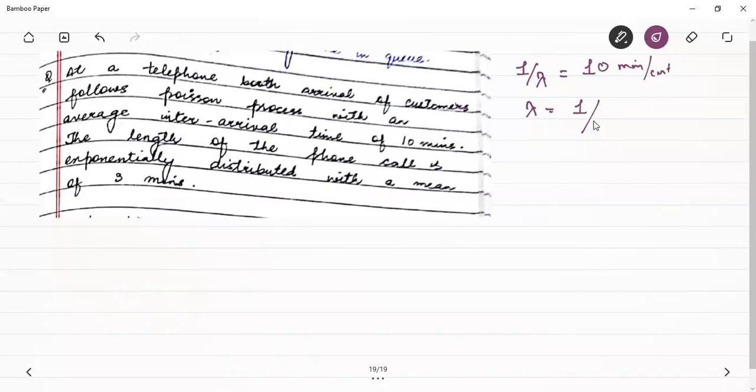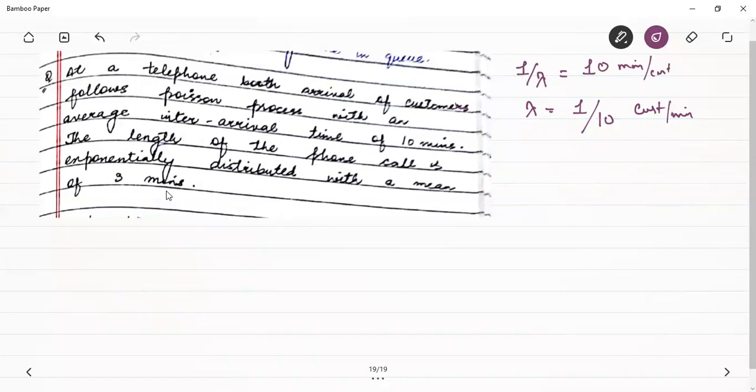Okay, so arrival rate will be equal to the reciprocal of inter-arrival time, that is 1 by 10, not minutes per customer but customers per minute. The length of the phone call is exponentially distributed with a mean of 3 minutes. Now, the length of the phone call is exponentially distributed.